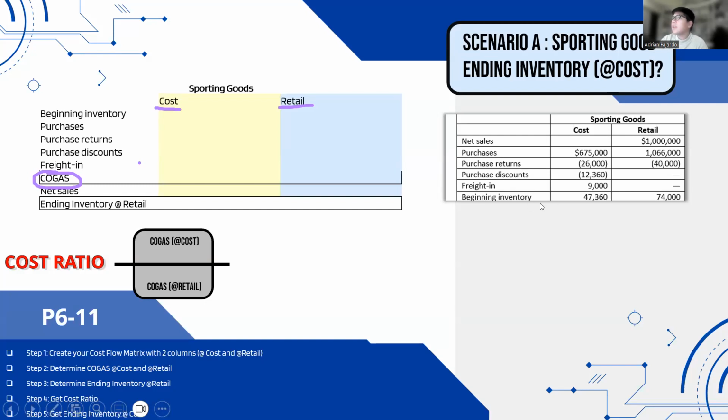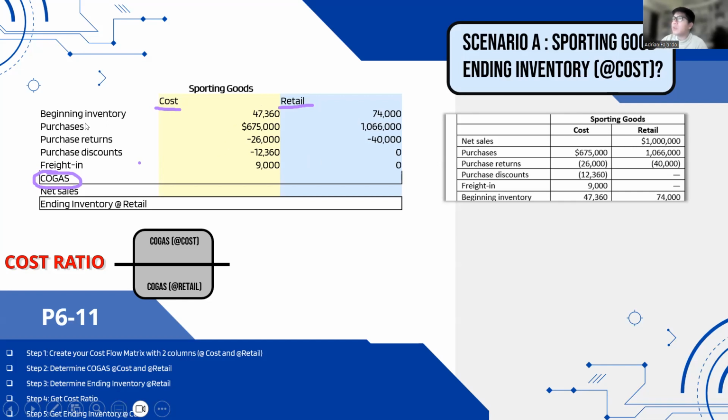So, let's start. Beginning inventory muna, 47,360, 74,000. Next would be purchases, 675, 1,066,000. You have purchase returns at 26, ito at 40. You have purchase discounts, pero zero sa retail. And you have freight in at 9,000.